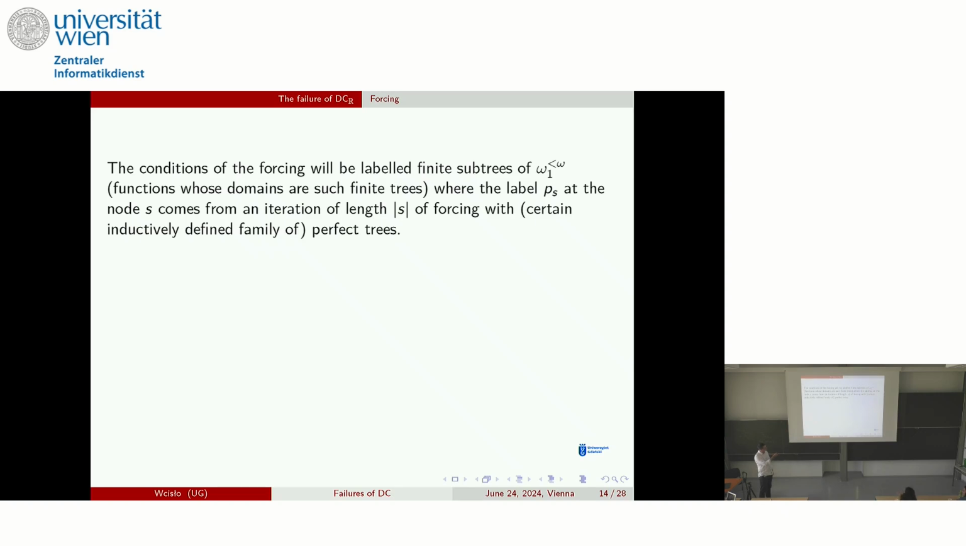It will be an iteration of length S, some finite iteration of forcings, where these forcings are a certain family of perfect trees. The family of perfect trees will be defined inductively using diamond, so it will be growing at each step of the construction. What I will iterate will be increased in every inductive step. The generic will add a certain tree on omega_1^{<omega} decorated with reals. So I will make the trees converge into some reals, and the tree will be growing.